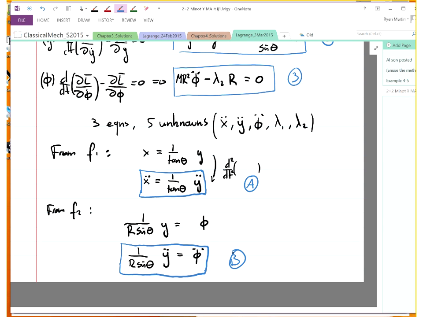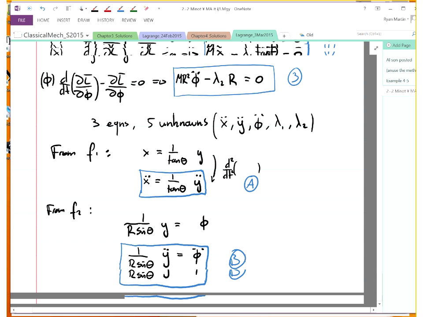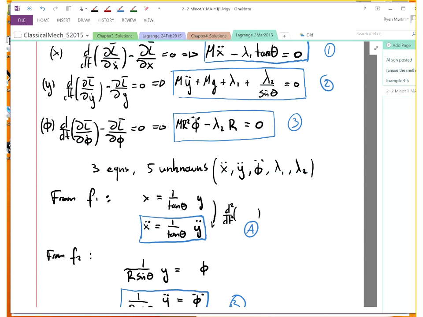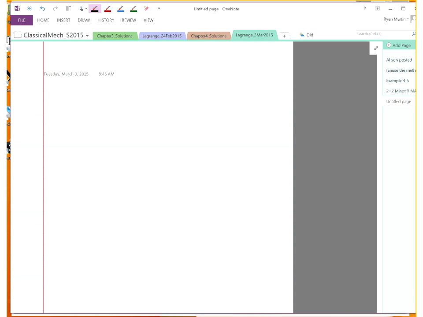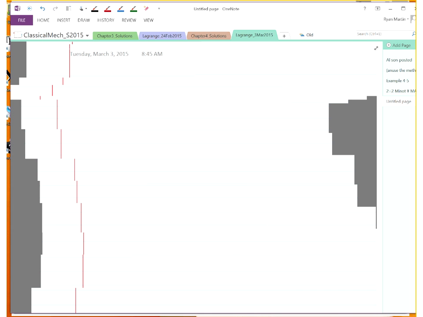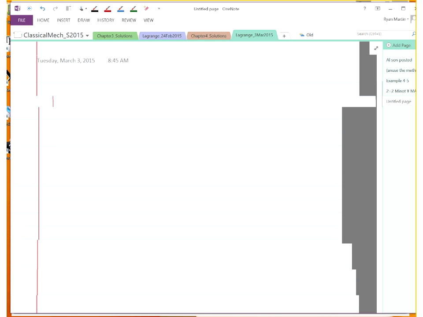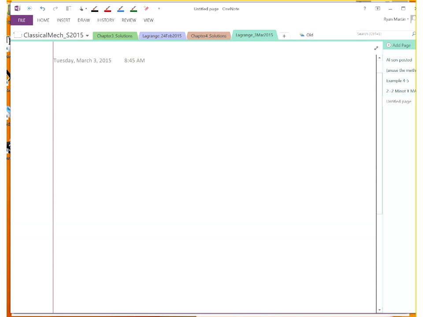So now I have 5 equations and 5 unknowns. It's not so surprising that I can find 2 more equations that relate the x and y and the phi's together, because that's the whole idea, is that they're related. Alright, so now I have 5 equations, 5 unknowns, and the rest is just boring math. So let's do the boring math. And it's not very difficult now, so it's okay to do.